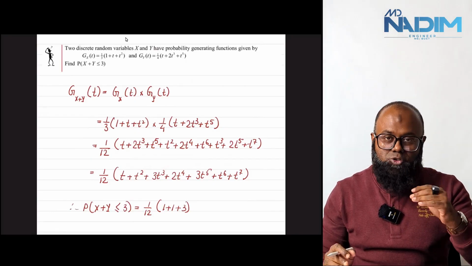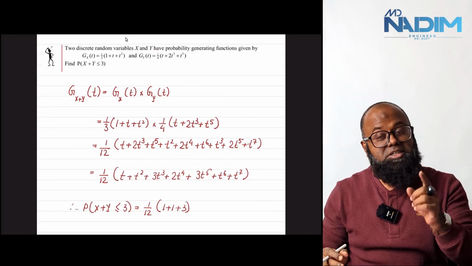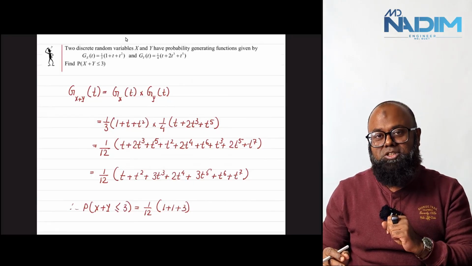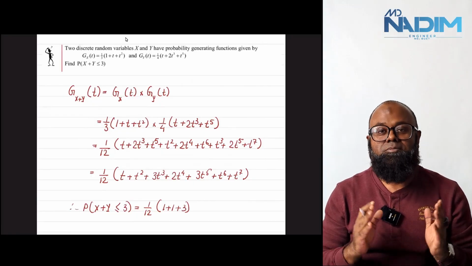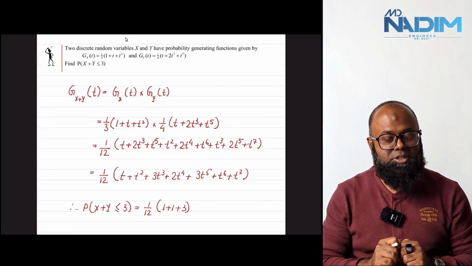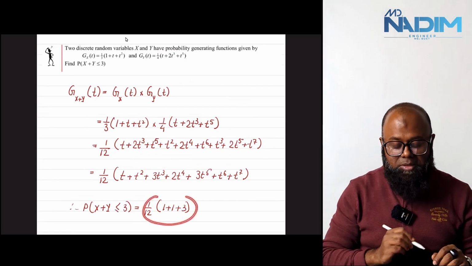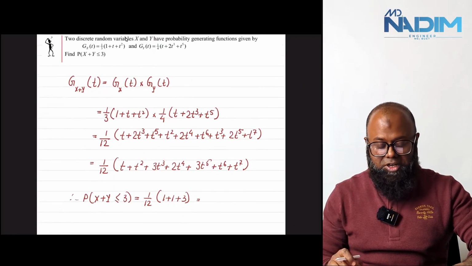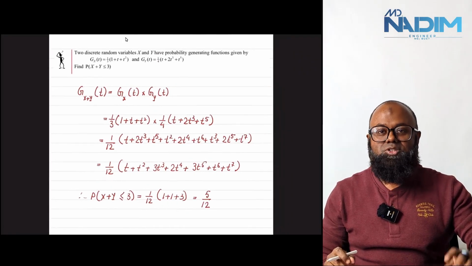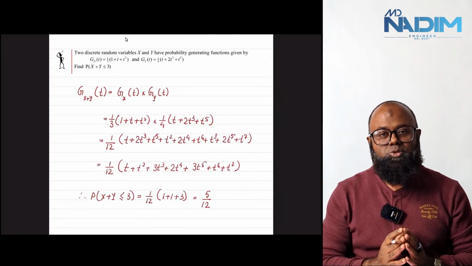So, to understand this topic, you must have covered the first lecture of probability generating function. Hope you have completed that and started watching lecture number 2 of this topic. So, this is how we get the probability of X plus Y less than or equal to 3. So, this is our value, 5 by 12. So, a very simple sum to start with.